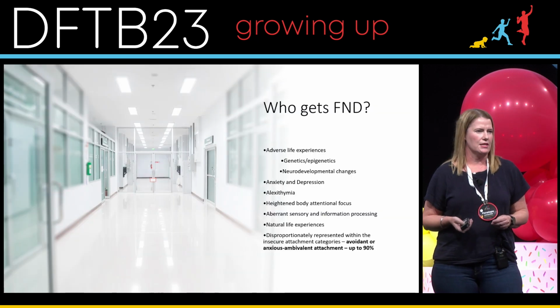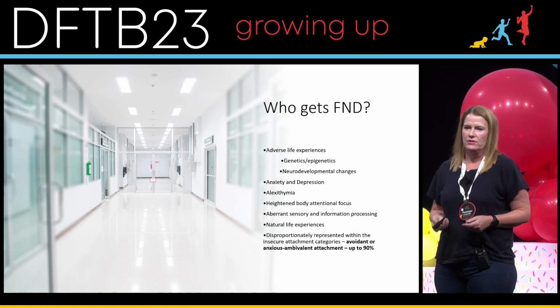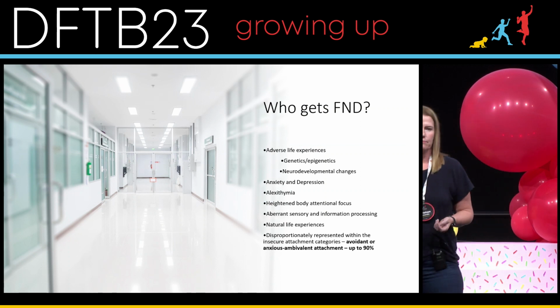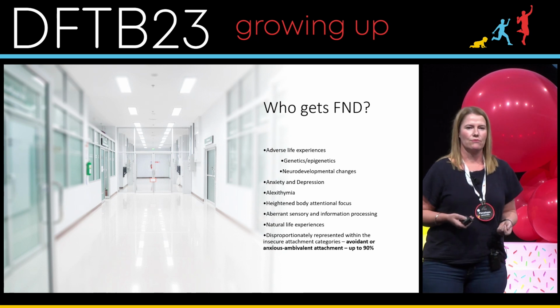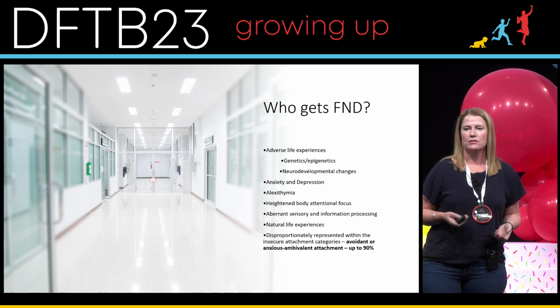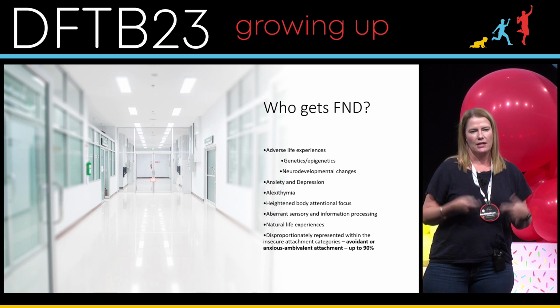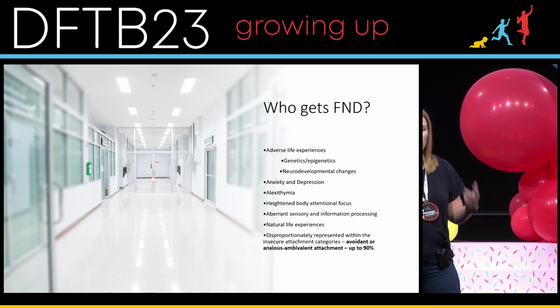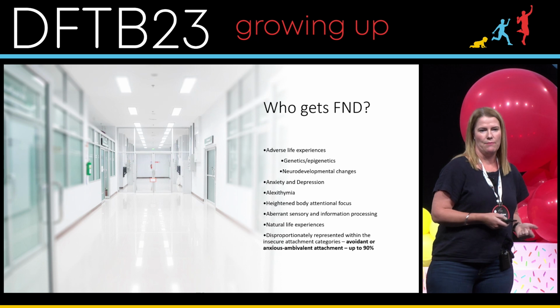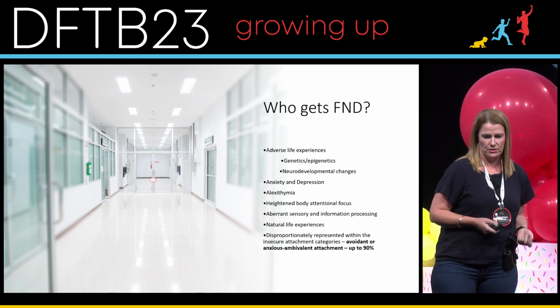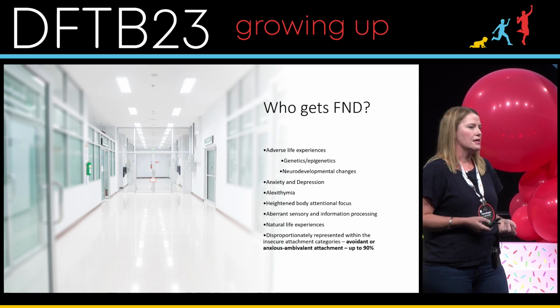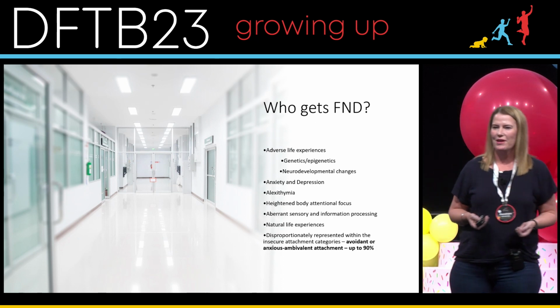So who gets FND? Certainly we know adverse life experiences can increase your risk. When we think about the ACEs, we know in the science around epigenetic and genetic changes, they're certainly seeing polymorphisms in particular genes in association with functional neurological disorders. But we also see neurodevelopmental changes, again in these neural pathways, that are more upregulated in a dose effect with your previous adverse life experiences. We certainly see an association with anxiety and depression.